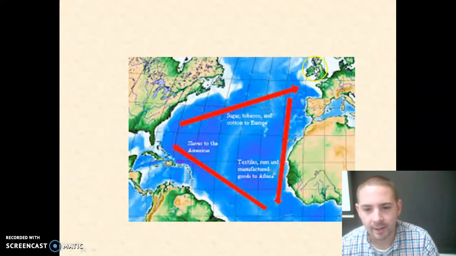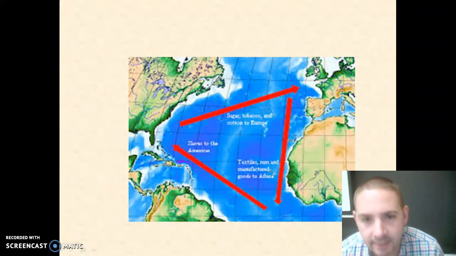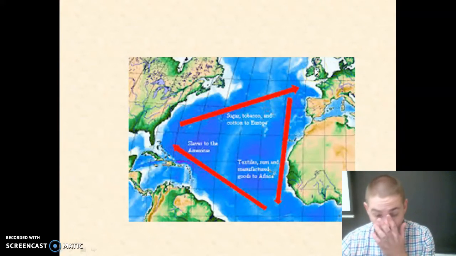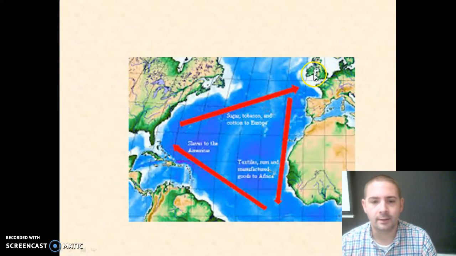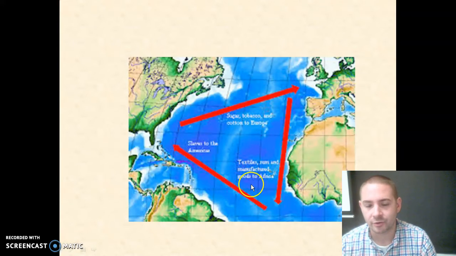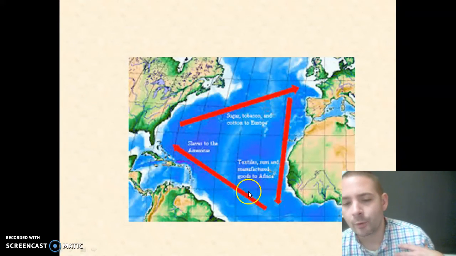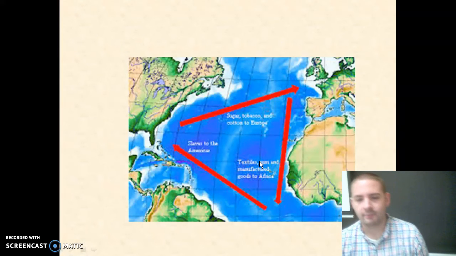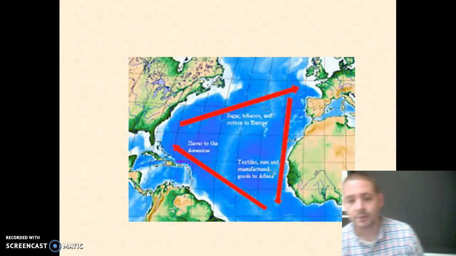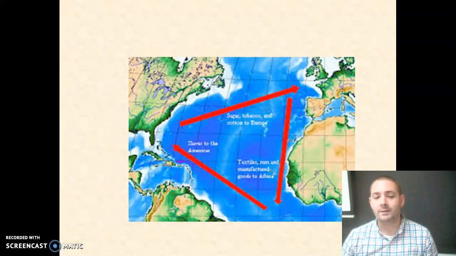But let's start up here in England, right? As the trade is coming from Western Europe and moving down into Africa, the goods that are leaving here, as it says here, are textiles, rum, and manufactured goods to Africa. The textiles and rum are fine. Everybody needs clothes. Everybody likes a little booze. But what we are really talking about here is the manufactured goods. In particular, we're talking about guns.